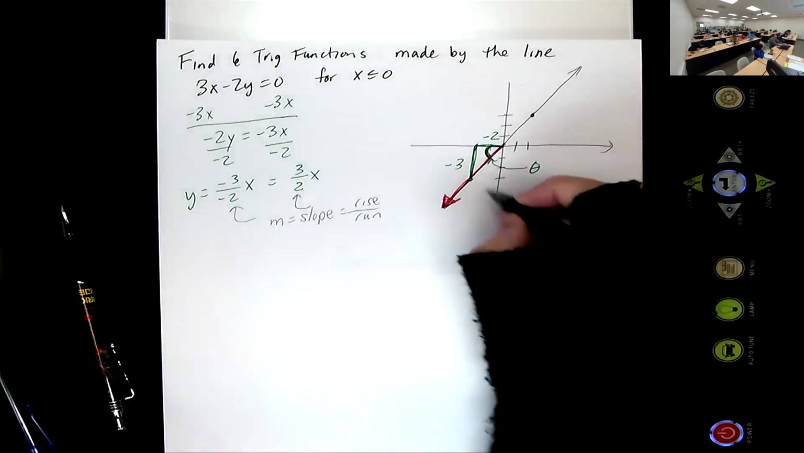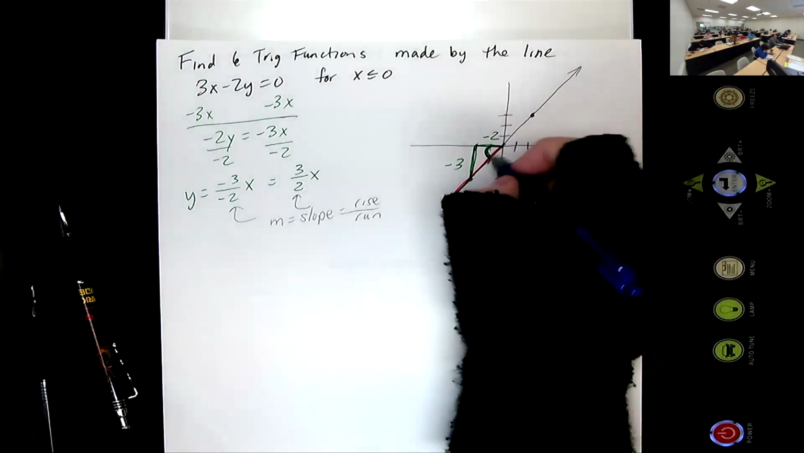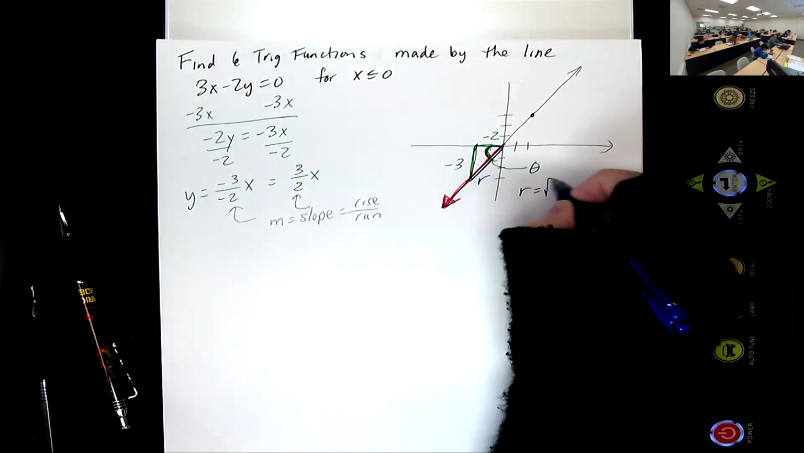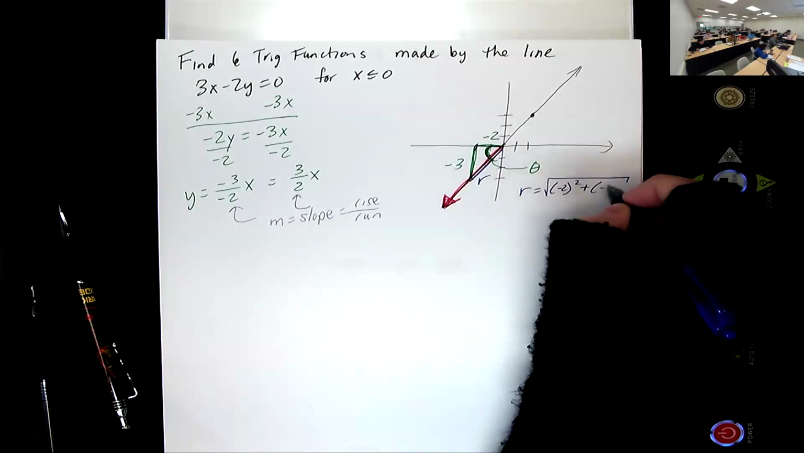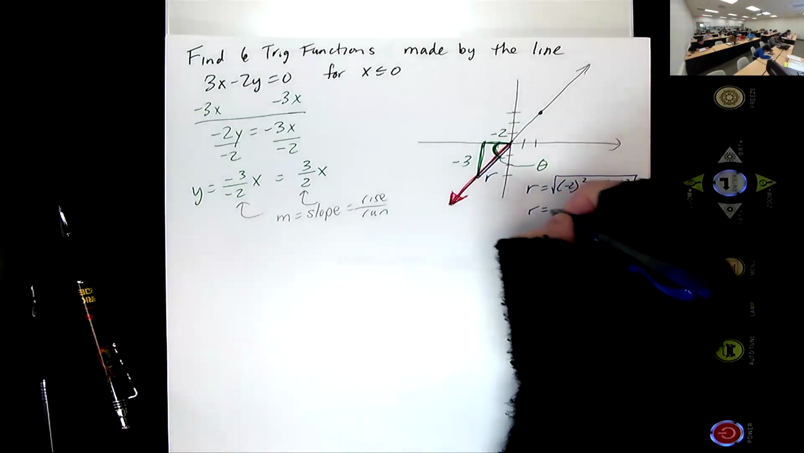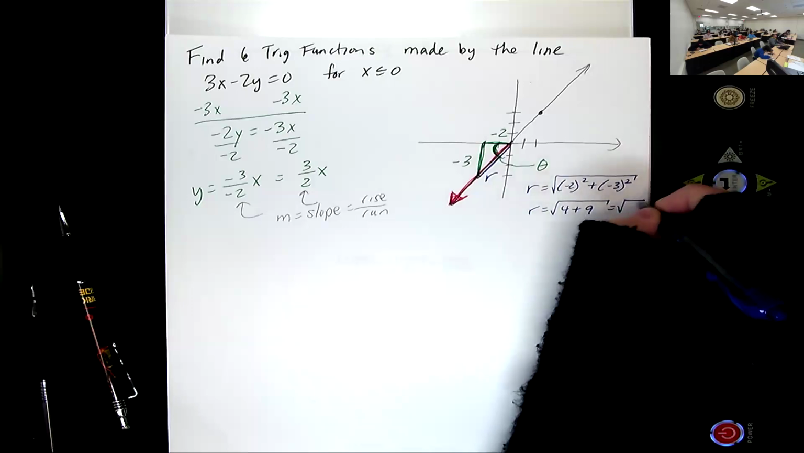So if I want to find R, it has got to be that distance right there. That's R. And R has got to be the square root of negative 2 squared plus negative 3 squared, which is the square root of 4 plus 9, or the square root of 13.